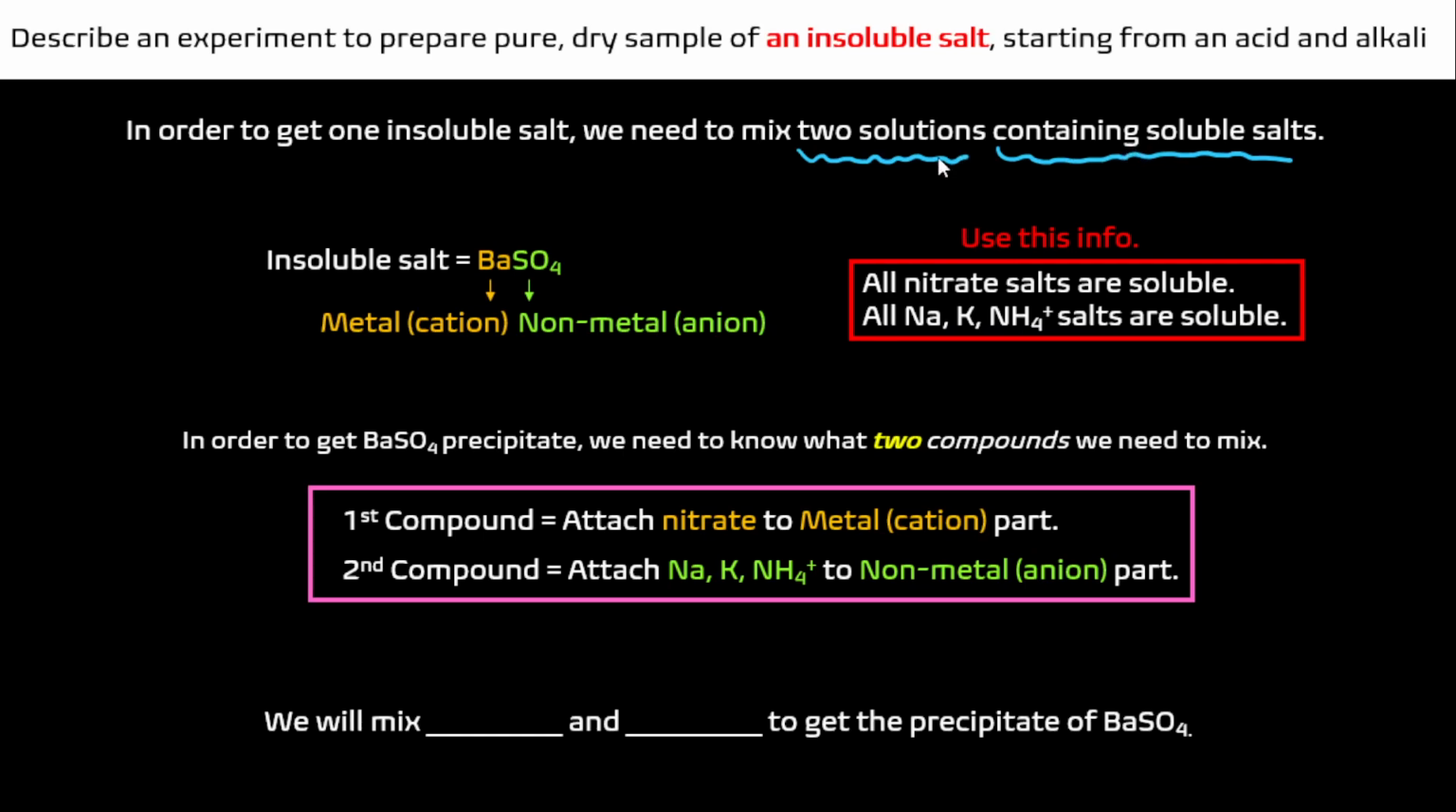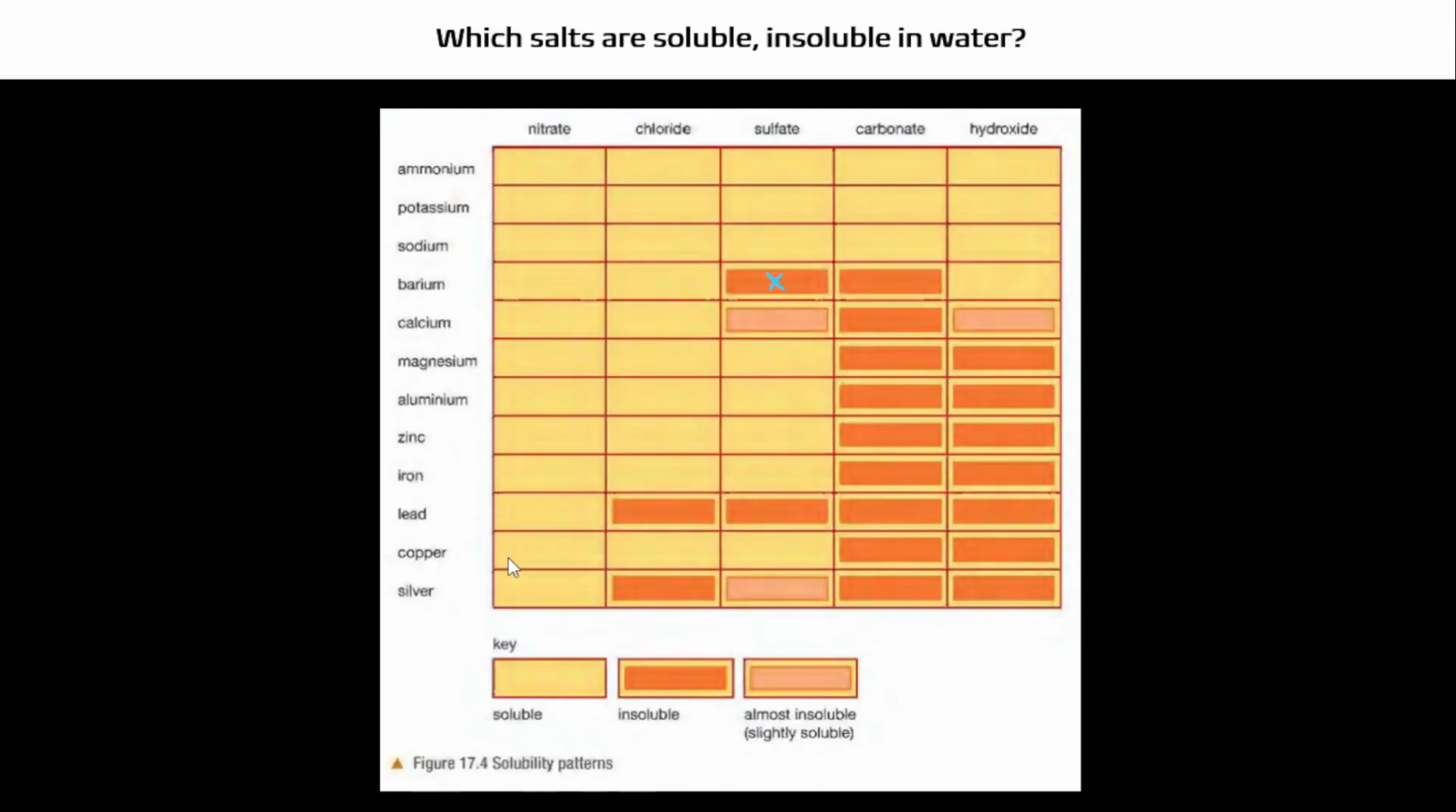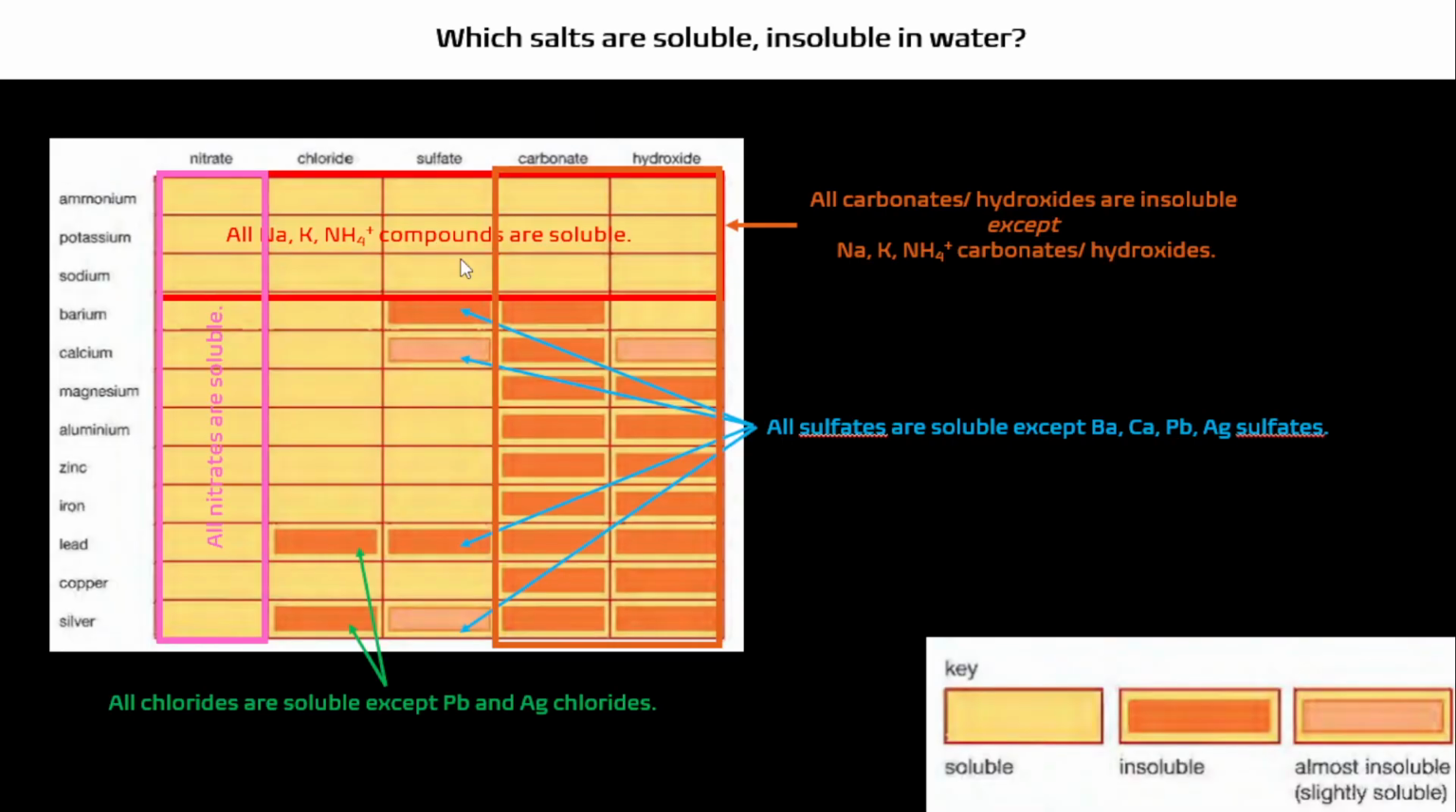As a rule of thumb, I have tried to hint it here. You can always use this information. Please use it and make your life easier. Because we know that all nitrates are soluble. We know that all sodium, potassium, and ammonium salts are soluble. Is it not true? Let's go back and look at this. So all of the nitrates are soluble, and all of the ammonium, potassium, and sodium salts are soluble, just like I have shown here.